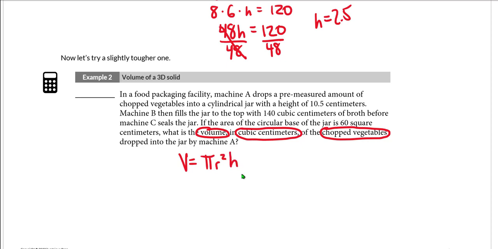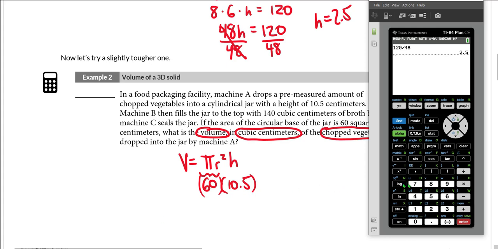So let's go ahead and write our formula as we should do. Pi r squared h. This is one of those cases where we do not need the radius. We know that the area of the base is 60 square centimeters, so I'm going to plug in 60 for pi r squared. That is the area of the circular base. I'm going to multiply that 60 by 10.5. I'm going to put those in parentheses because I don't want that multiplication dot to get confused with the decimal point. So I am going to multiply 60 by 10.5.